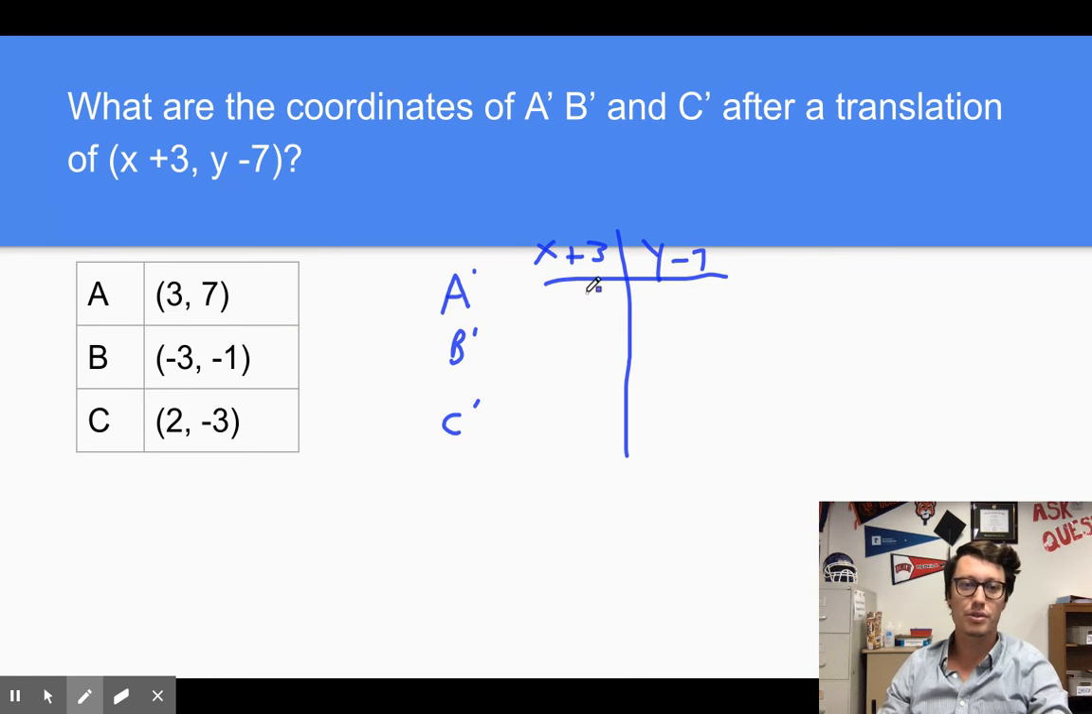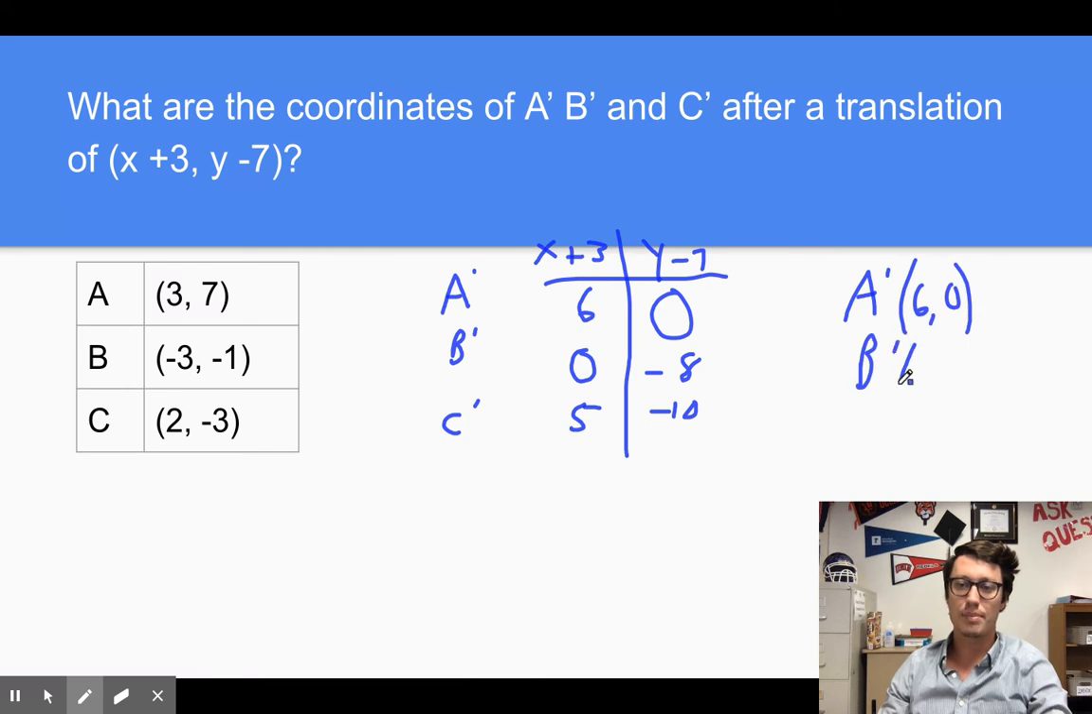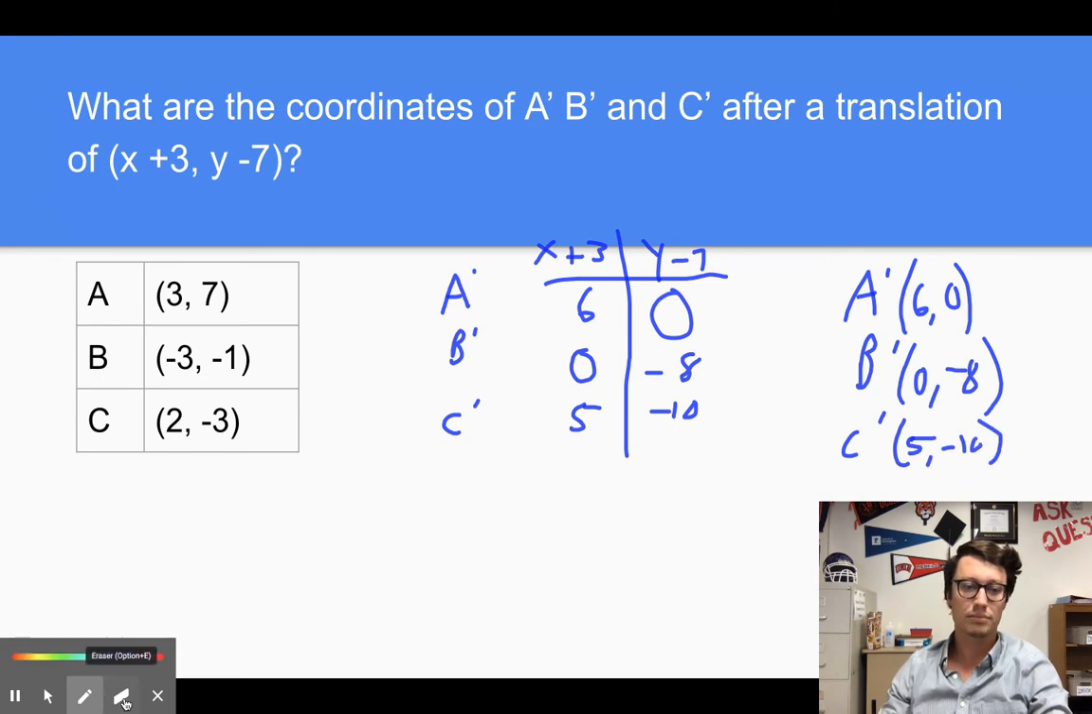So 3 plus 3 gives us 6. Negative 3 plus 3 gives us 0. 2 plus 3 gives us 5. Now we take all of our y numbers and subtract 7. 7 minus 7 is 0. Negative 1 minus 7 is negative 8. And negative 3 minus 7 is negative 10. So those are your coordinates. A prime is at 6, 0. B prime is at 0, negative 8. And C prime is at 5, negative 10.